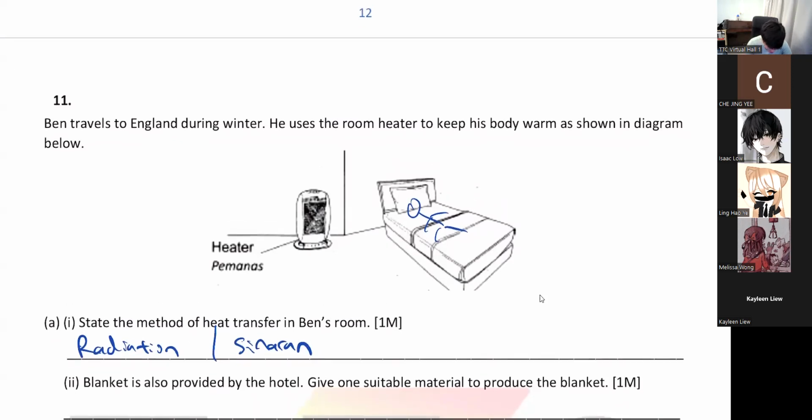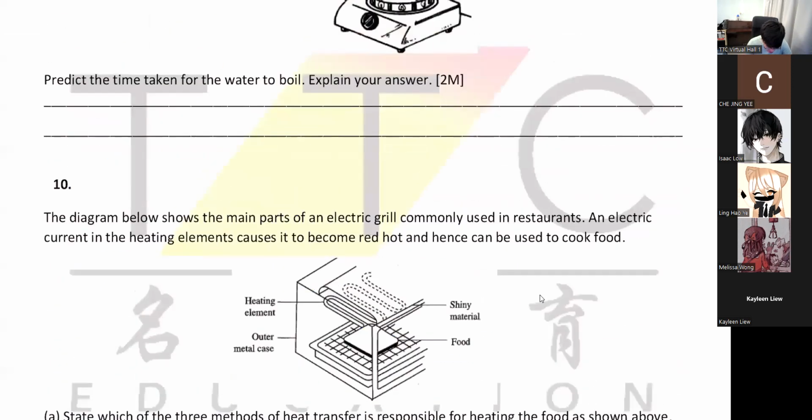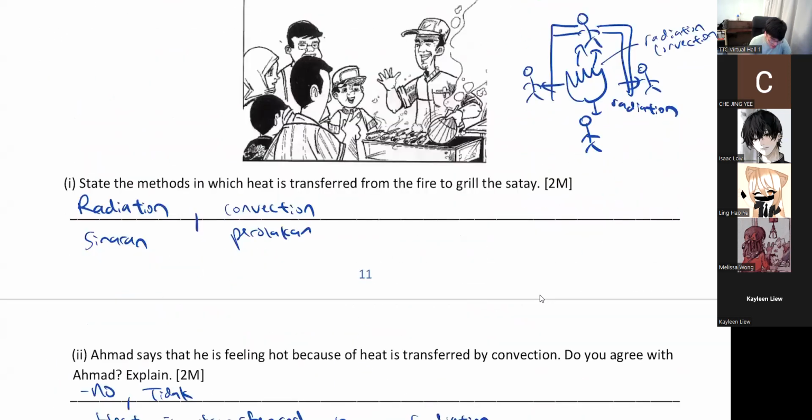All right, so anyway, heat transfer is here, see? If your heater is here, you're sleeping beside the fire, this is just radiation. You want more heat, you sleep at the top of the fire.